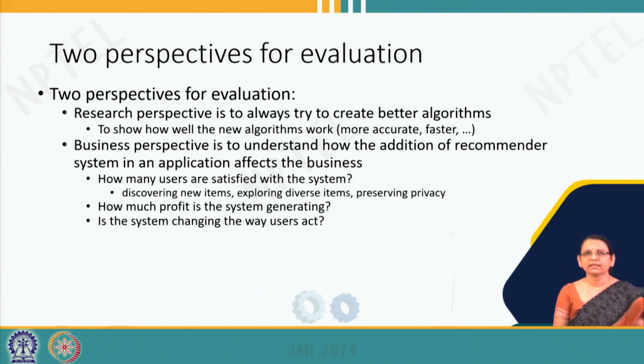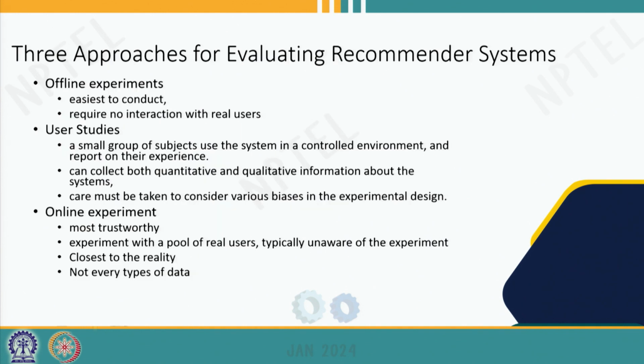Mostly now we will be focusing on the research perspective, from the point of view of the developer. There are basically three approaches for evaluating a recommender system: offline experiment, user studies and online experiment.